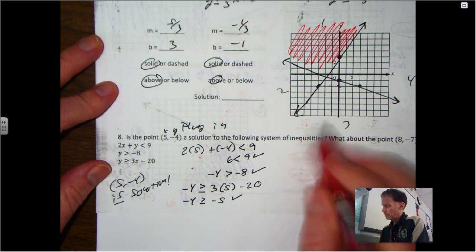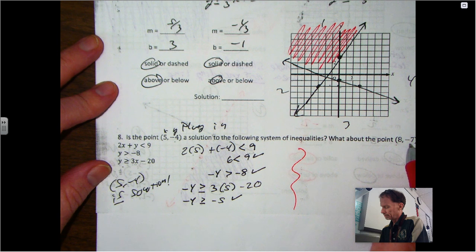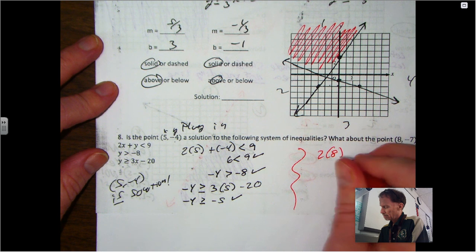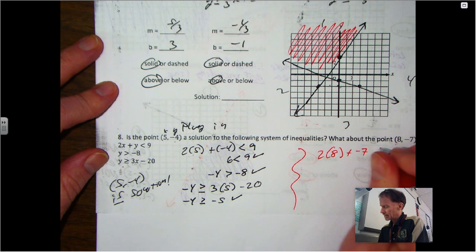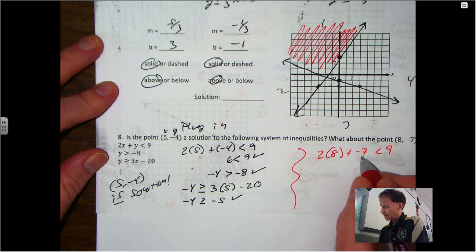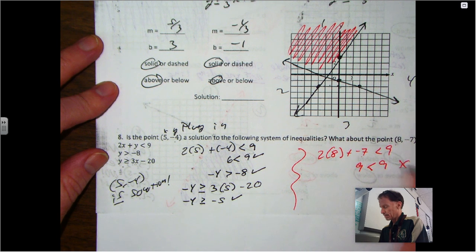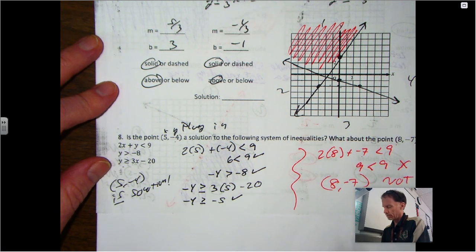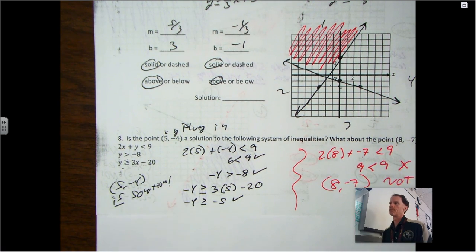Okay. We can do the same thing if we go to the second point, 8, negative 7. Well, if I plug that in, I have 2 times 8 plus negative 7 is less than 9. We check that. 16 minus 7 is 9. 9 is less than 9. That is already not correct because there's no equal sign under there, so that's not right. So automatically, 8, negative 7, not a solution. If it had worked for the top equation, then we check the second equation, check the third equation. Remember, it has to work for all three in order to be a solution.